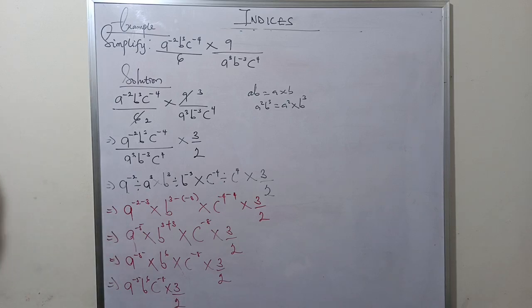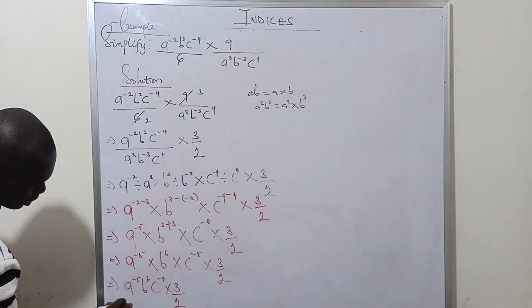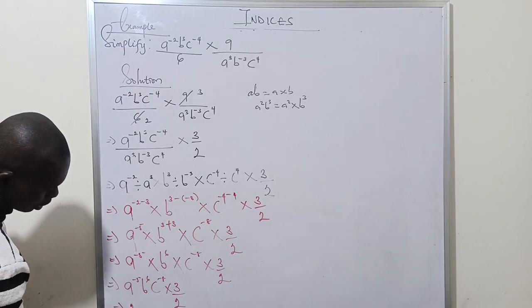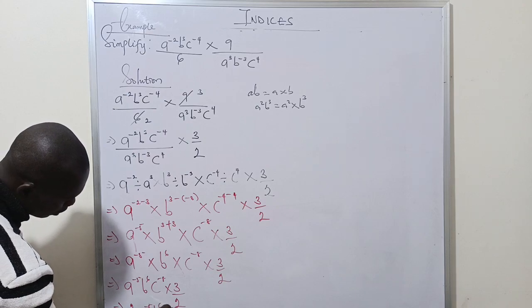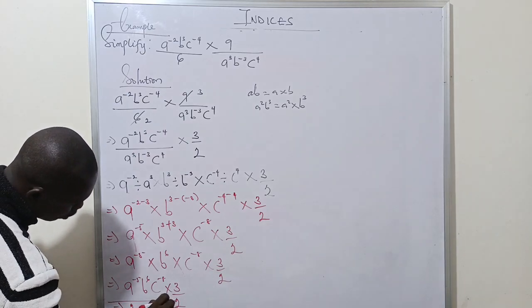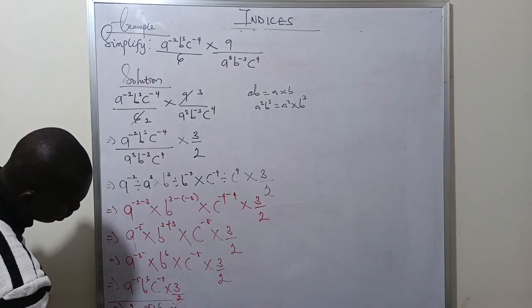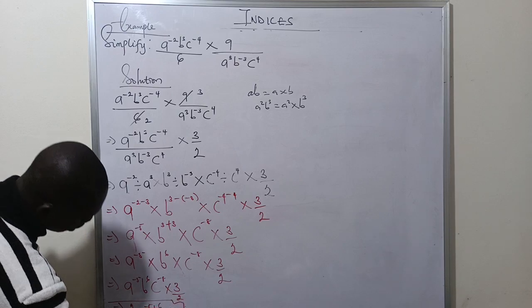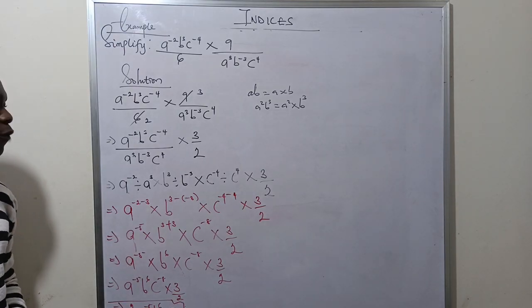So when you're multiplying alphabets with a number, please, the number should come first. Then the final answer is going to be 3 over 2, a raised to the power of minus 5, b raised to the power of 6, c raised to the power of minus 8. So this here is going to give us our answer.